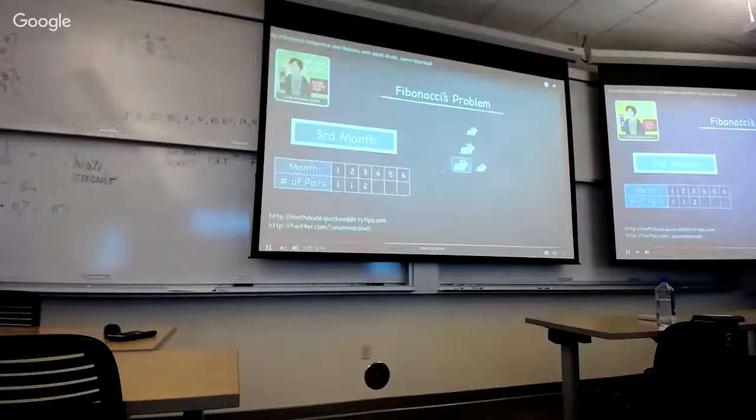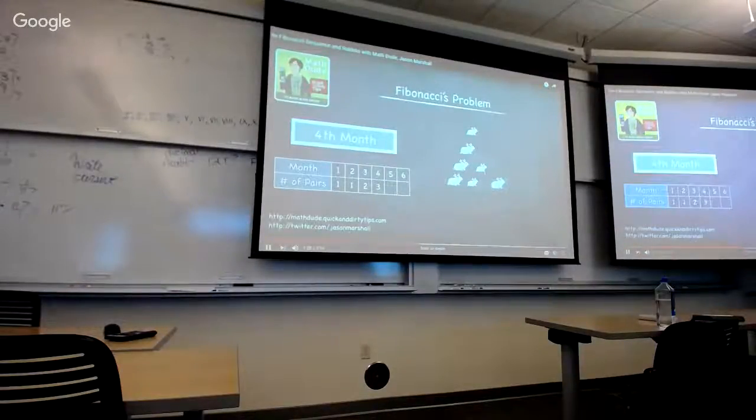The original pair again mates at the beginning of that month, but the newborn pair does not. The original pair produces another pair of offspring. So at the beginning of the fourth month, we have a total of 3 pairs of rabbits: the original pair, their newest offspring, and their first pair of offspring, which are now adults.